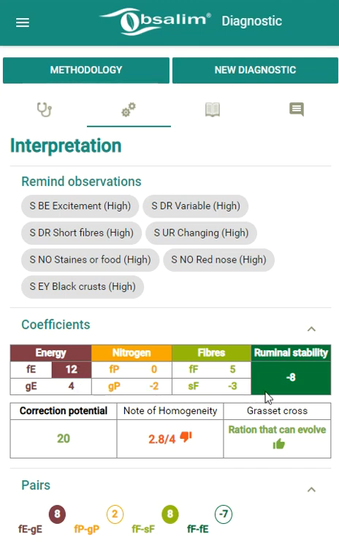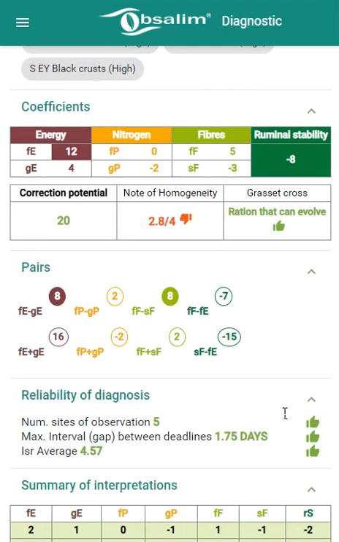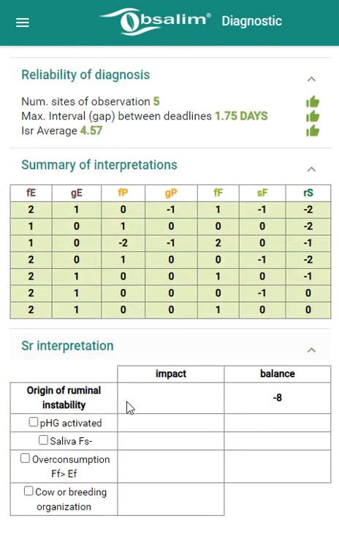We have 3 negative criteria: overall nitrogen, structural fiber, and especially the ruminal stability, which is the limiting factor here. We have a correction potential of 20, calculated by the gap between the highest and the lowest score. Ruminal stability is the limiting factor, and we will now turn to the last chapter, which deals specifically with ruminal stability.